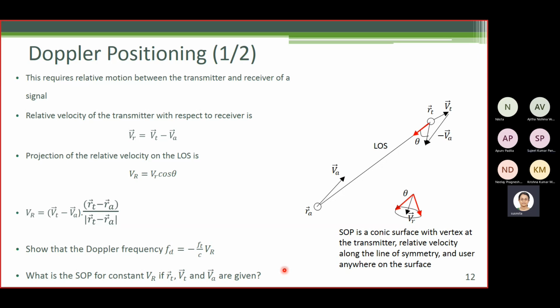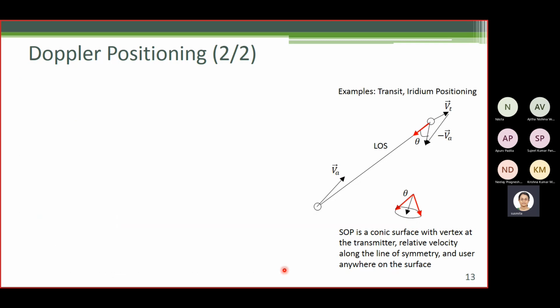Okay. So the surface of position is a conic surface, right, for a given V small r. Now, in 3D, we need a minimum of 3 conic surfaces. So we have x, y, z, 3 coordinates, right? With a minimum of 3 unknowns, we need a minimum of 3 conic surfaces to determine the position in 3D.